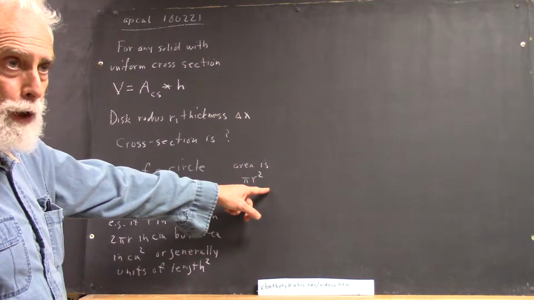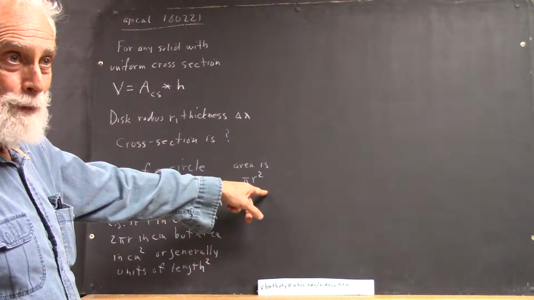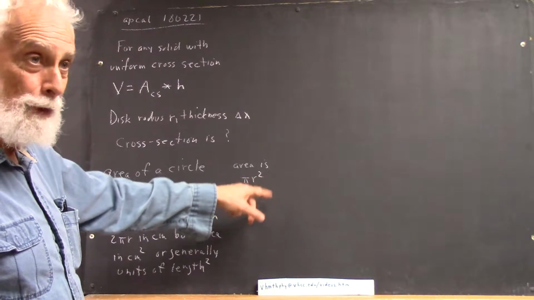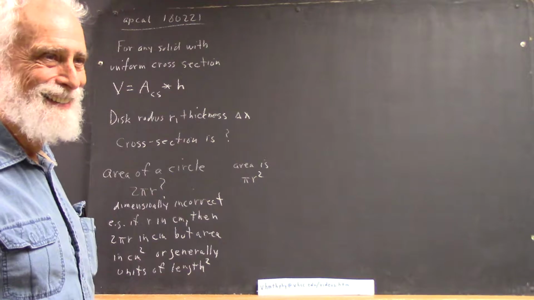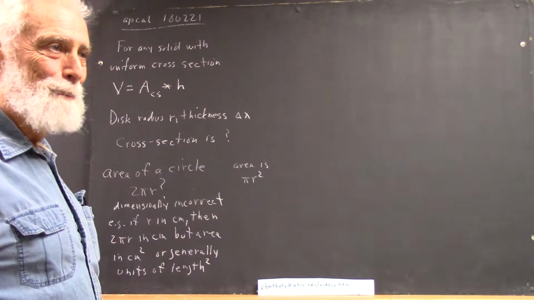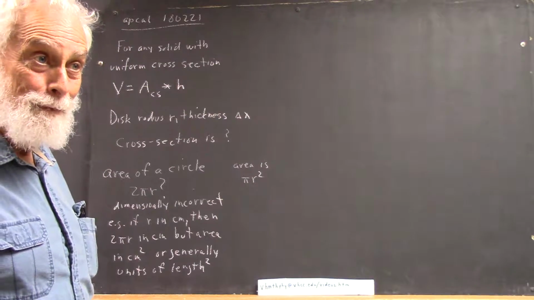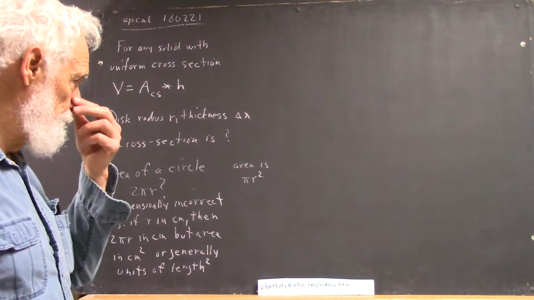Pi r squared, which is incorrect because pi aren't square. And this says pi r square. Okay? And that's a mnemonic, but it makes it easier to remember. You should also be able to derive it, and I'll probably do that at some point.